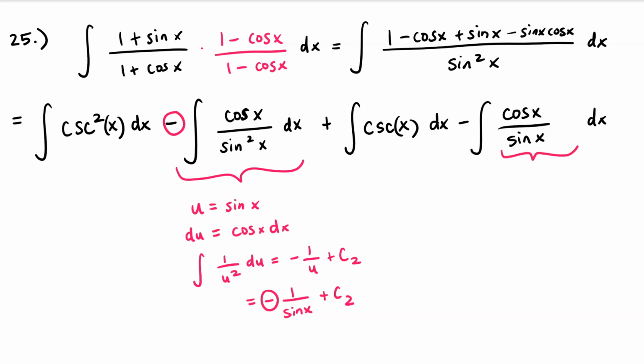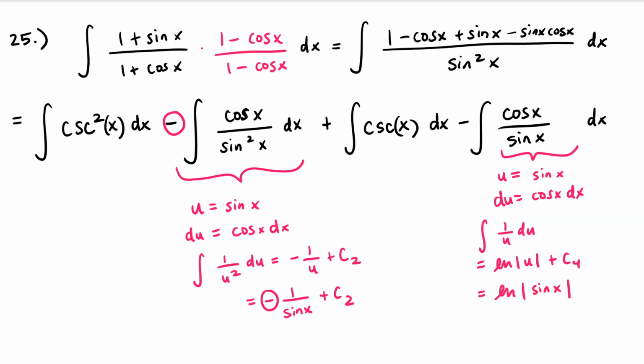In this last integral, we're also going to use u substitution by letting u equal sine of x. And then du will equal cosine of x dx. So that's going to become the integral of 1 over u du. And that's going to give us the natural log of the absolute value of u plus c4. And then we could say that that's equal to the natural log of sine of x plus some constant.